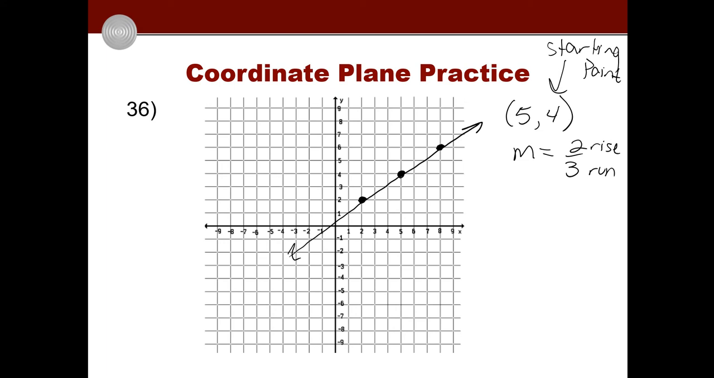Okay, so if you just needed to be walked through that first one, go ahead and pause, try the rest of them. If not, we're going to keep moving through, see how you do on the others.